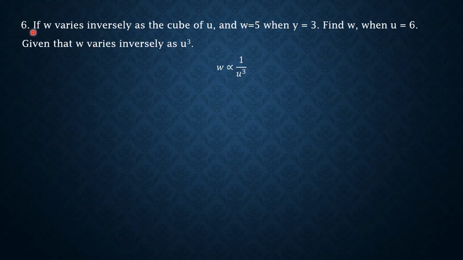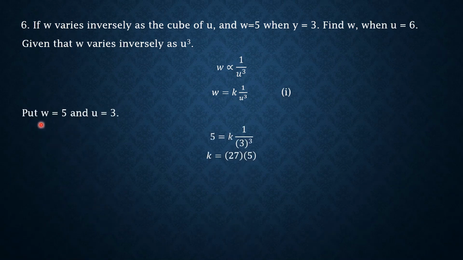So question number 6 is: if w varies inversely as the cube of u and w equal to 5 when u equal to 3, find w when u equal to 6. Now come to the solution. Students, given that w varies inversely as u cube, so w proportional to 1 over u cube, or w equal to k into 1 over u cube. This is equation number 1.